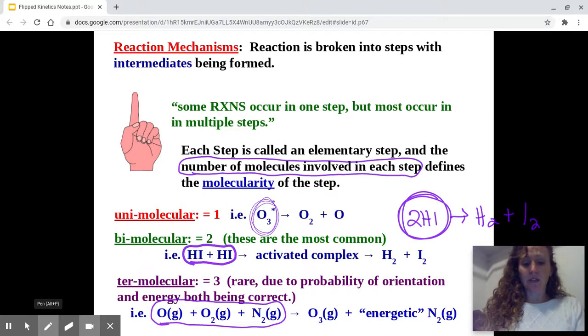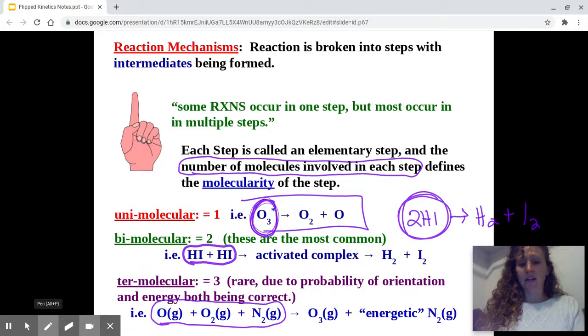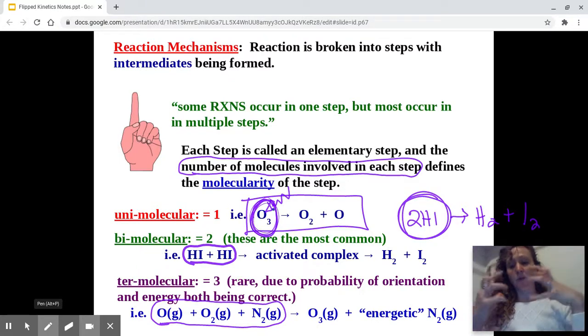So a unimolecular step doesn't actually have to collide with anything. And ozone's a good example of this because the ozone decomposition that you see right here is actually catalyzed by sunlight. So radiation hits this molecule, and because of the absorption of energy, the molecule falls apart. In the case of the hydrogen iodide or hydroiodic acid, the two HI molecules have to collide with enough energy and the right orientation in order for this to proceed forward.